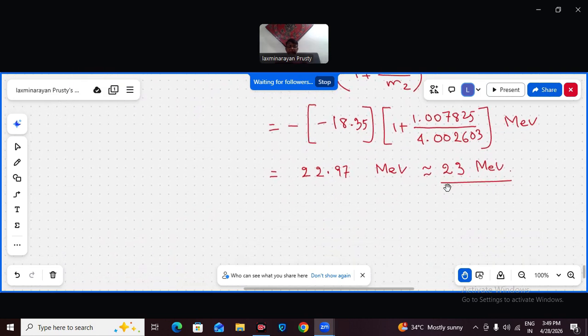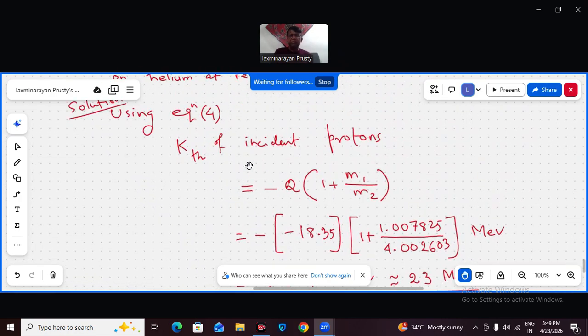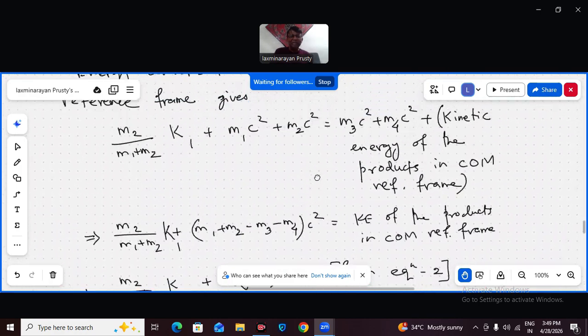Quite a big kinetic energy. 23 MeV is not a small energy for a proton. Understood this? But this is just one of the applications I'm discussing. There is nothing much, this is one of the easiest topics I discussed.